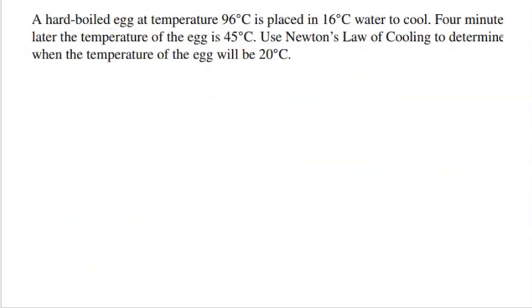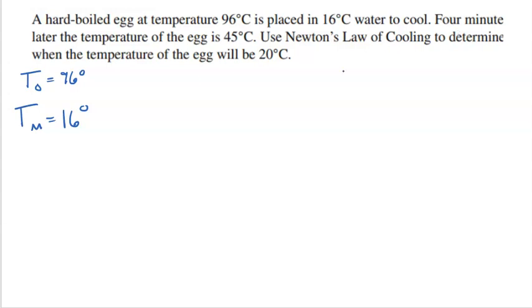All right, so here we go. A hard-boiled egg at a temperature of 96 degrees. Right away, the initial temperature of this egg, T sub 0, is 96 degrees. It's placed into 16-degree water to cool. That's my medium temperature. It's placed into a bowl of water, and that bowl of water is 16 degrees. So again, over time, as time ticks away forever, eventually that egg is going to cool to 16 degrees and it cannot cool anymore.